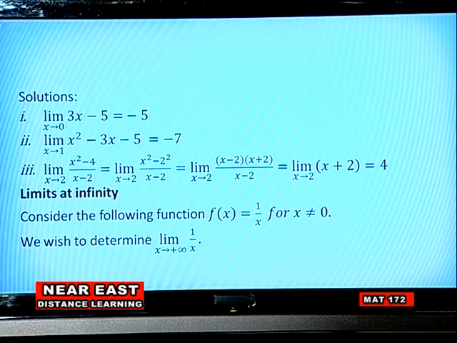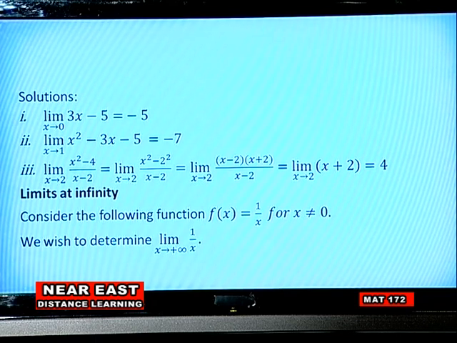For example, evaluate the following limits. The first one: what is the limit as x approaches 0 of 3x minus 5? Second, the limit as x approaches 1 of x squared minus 3x minus 5. And third, the limit of x squared minus 4 over x minus 2 as x approaches 2. So this is what we have. Solution: to get a clear picture of number 1, you can draw a table just like what I did.